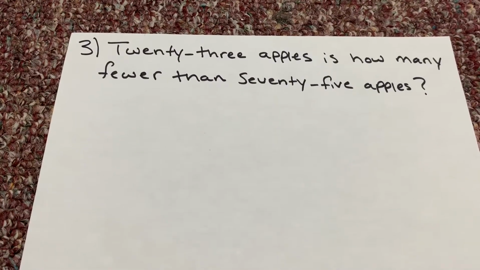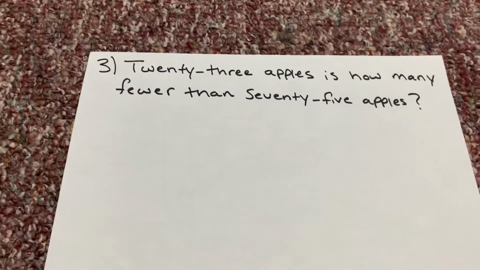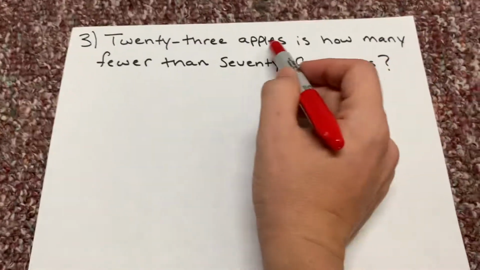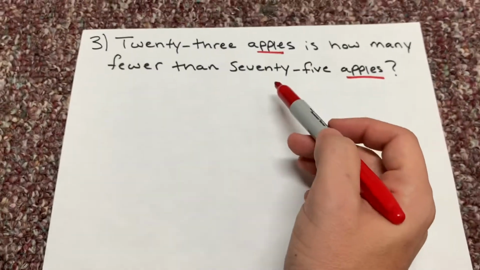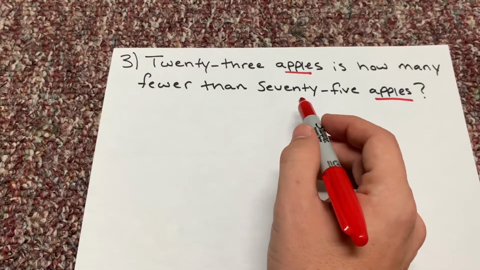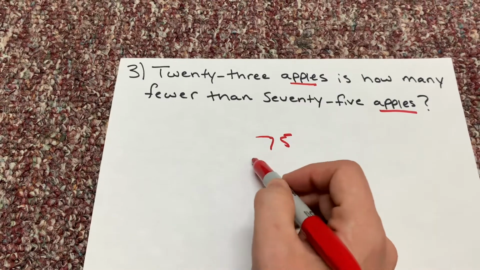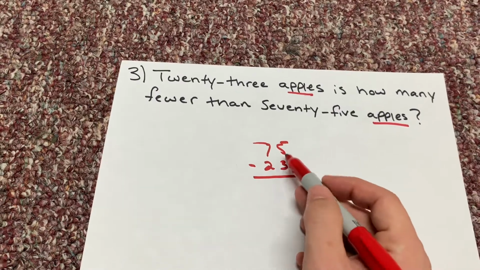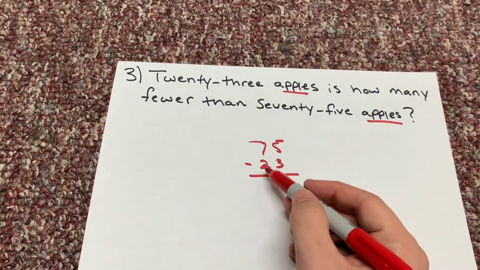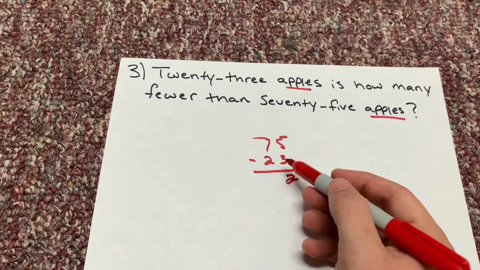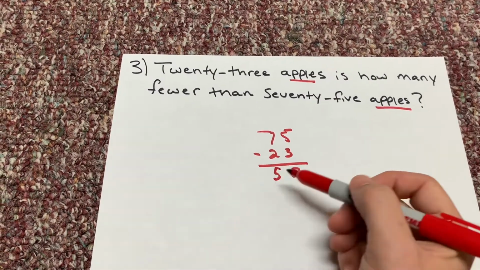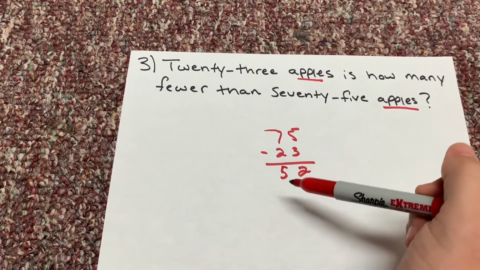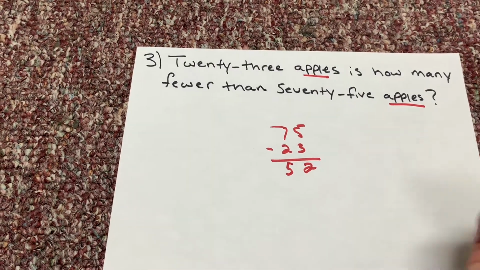Let's look at one more. 23 apples is how many fewer than 75 apples? So we're looking at fewer, but we're still doing a comparison here because we're comparing apples. And again, we're going to find the difference between them. We're going to take our larger number, which is 75, and we're going to subtract from that 23 apples. So when we subtract 3 from 5, we get 2. When we subtract 2 from 7, we get 5. So 23 apples is how many fewer than 75 apples? It would be 52 apples.